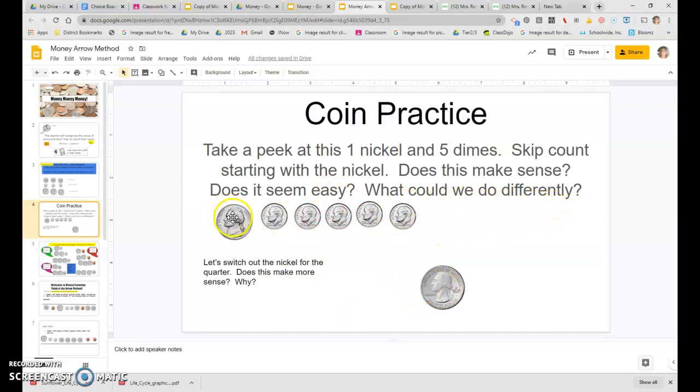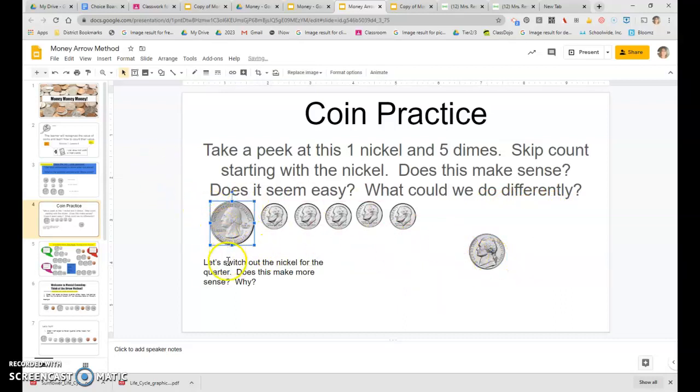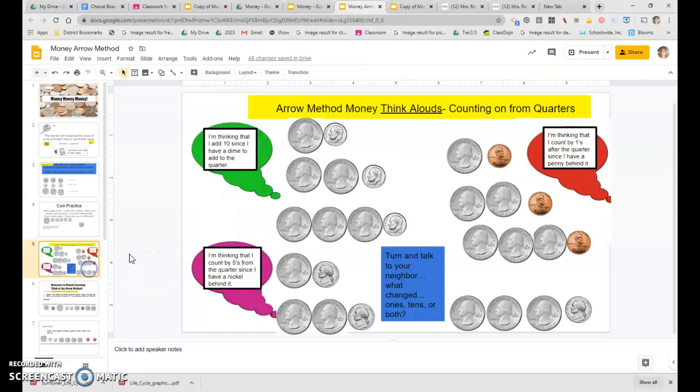Well, we're going to switch out our nickel for a quarter. So now I'm going to start with my coin that has a bigger value than a dime, which is 25 cents. And now I can count those out. 25 in my head, 35, 45, 55, 65, and 75, okay? So that makes it easier if I choose a bigger coin to start when I'm counting using my coins. So I always want to make sure that my coins are in order.